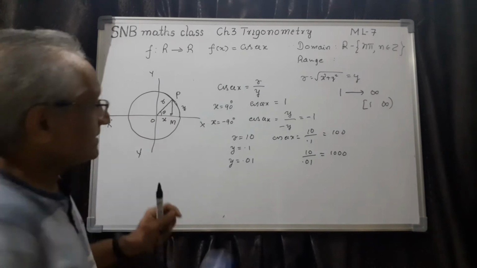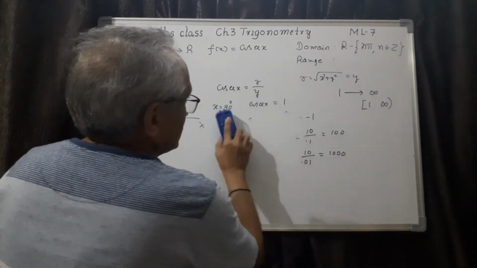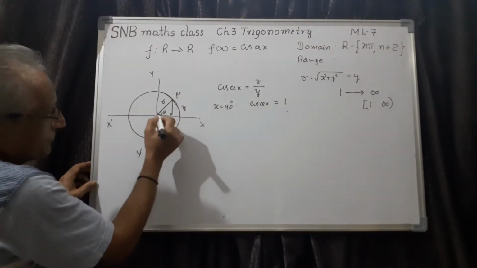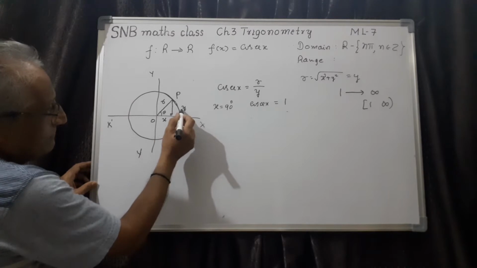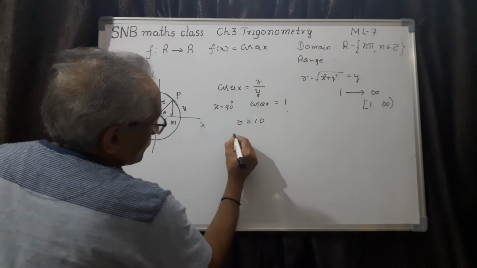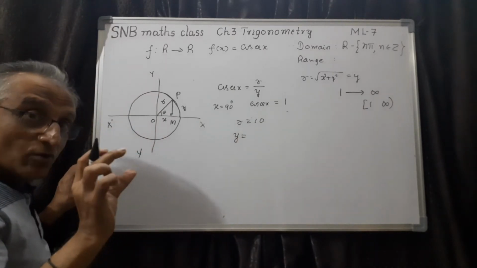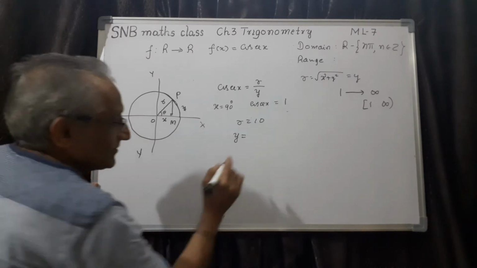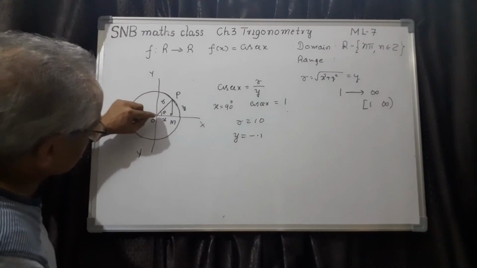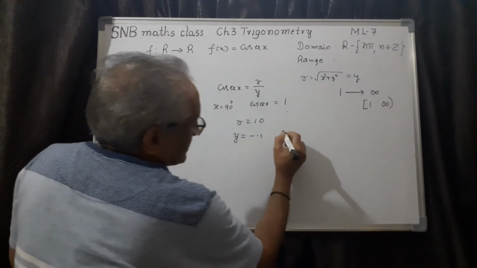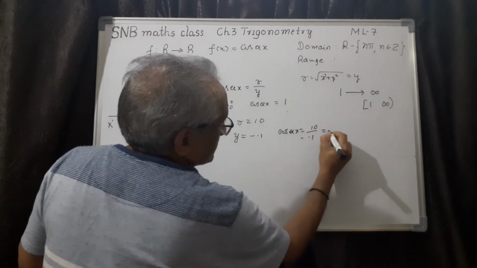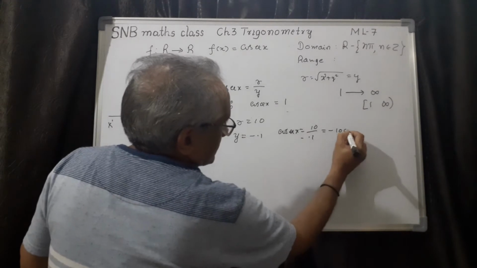So let me remove all these things. Same argument. Here, suppose instead of P here, if you take P here, what happens is, this y will be negative. Now you take say r equal to 10, y will be equal to, I have to take a small numerical value, but it is negative. Say for example I can take minus 0.1. Minus 0.1 means angle is very small here. So in this case cosecant x will be equal to 10 by minus 0.1. This is minus 100.